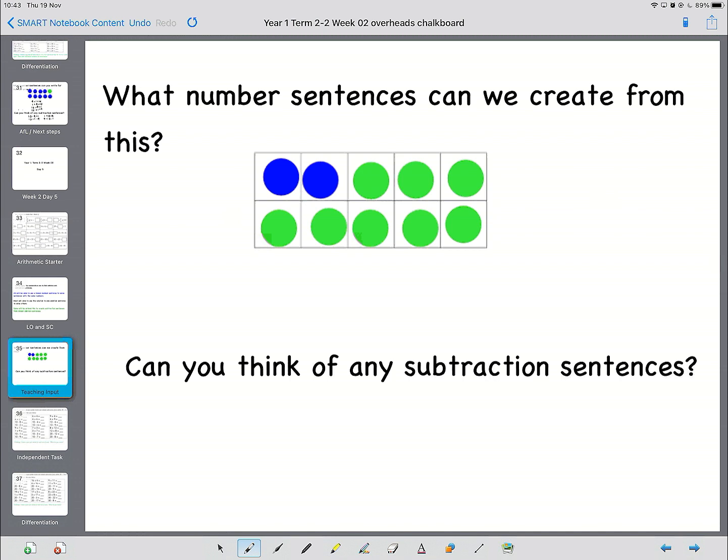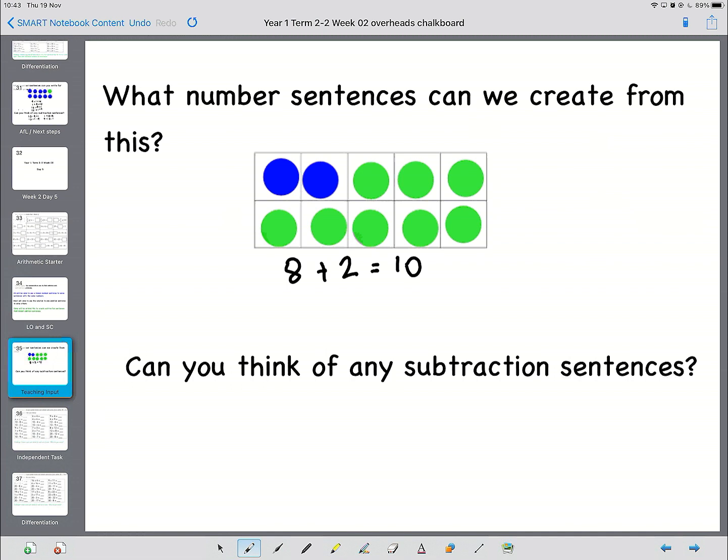Okay, can you write as many number sentences as you can using this as a base? If you just want to do addition to start off with, that's brilliant. But if you can think of some subtraction sentences as well, that's even better. So I'm going to do the first one now. You can pause it if you want, if you're confident, or you can pause it after I've done the first one. So the first one is going to be 8 plus 2, because that's the 8 green plus the 2 blue, equals 10.